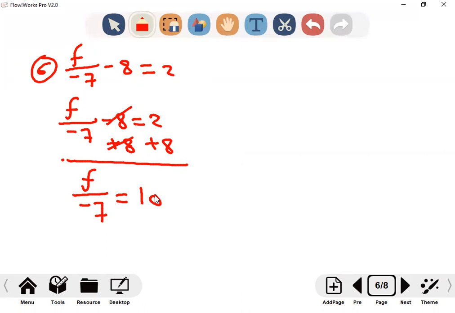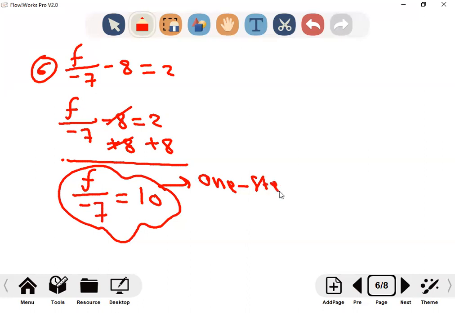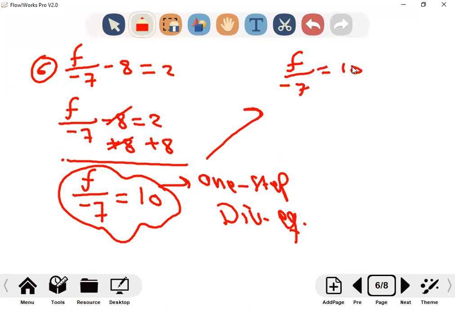So here I get rid of negative 8 by adding 8 on both sides, right? So here still f over negative 7 equals 10. What do you call this? A one step division equation, so f divided by negative 7 equals 10. How do we solve it? By multiplying by negative 7 on both sides. Multiply negative 7, multiply negative 7. So f will be negative.